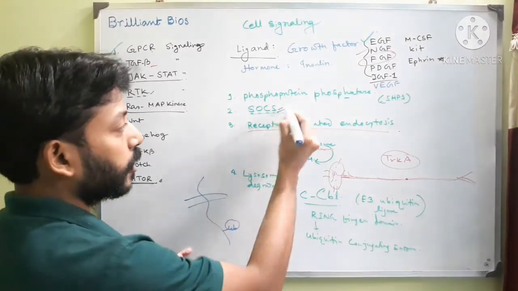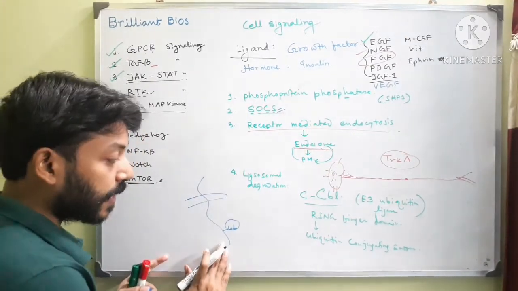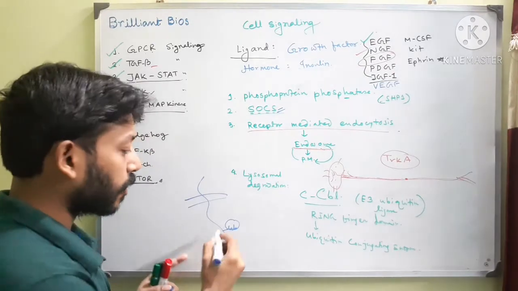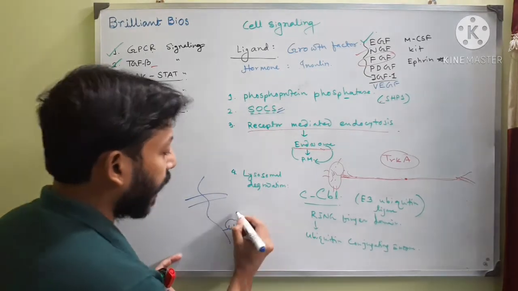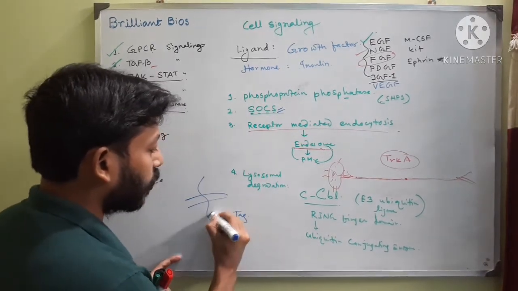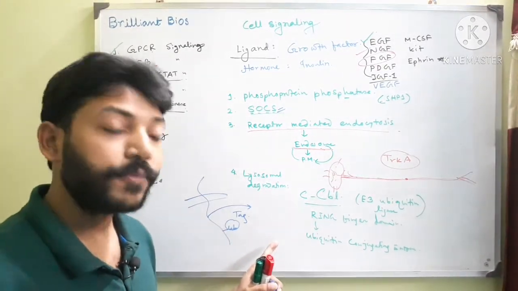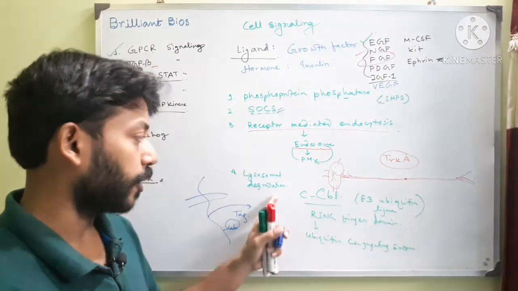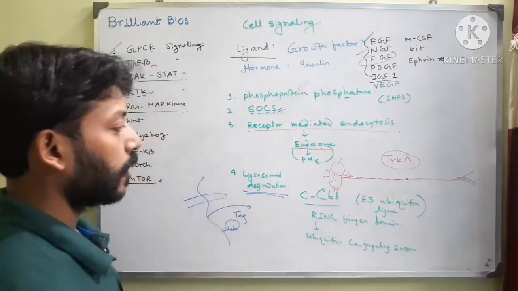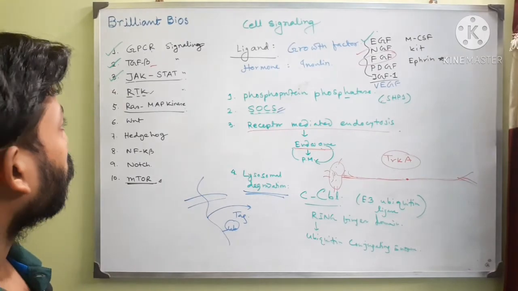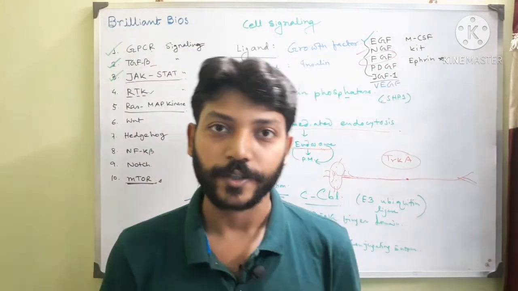Polyubiquitination occurs with SOCS, but in this case monoubiquitination occurs, and that monoubiquitination acts as a tag that helps in the transfer of this receptor into the multivesicular body of the lysosome for degradation. So lysosomal degradation degrades the pathway. So this is all about the RTK, receptor tyrosine kinase pathway.